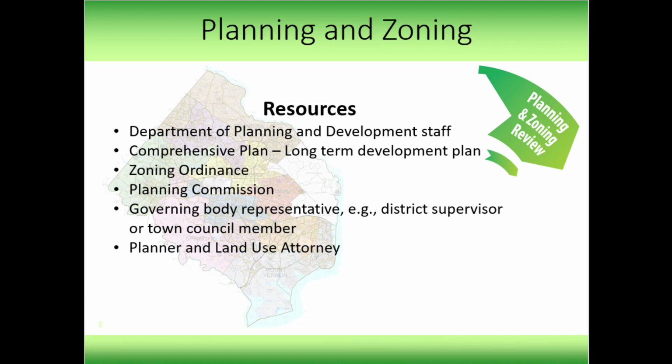Localities typically have some form of a planning, zoning, and development department. This department is the primary resource for information during this phase, and the comprehensive plan and zoning ordinance are the primary resource documents, particularly if the project goes through the public hearing process. The public hearing process is required for a rezoning, special exception, or special permit.